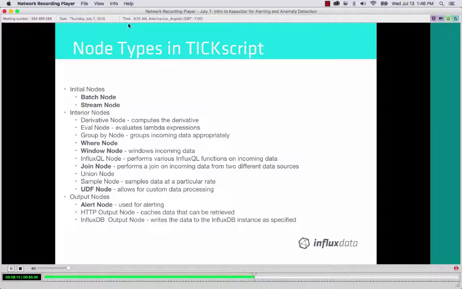I believe at the moment there's only 2 supported languages for UDFs, and those would be Python and Go. And finally, you have things like output nodes, and these are alert nodes or HTTP output nodes or an InfluxDB output node. So the major categories here again are initial nodes, interior nodes, and output nodes, or we call them terminal nodes maybe.